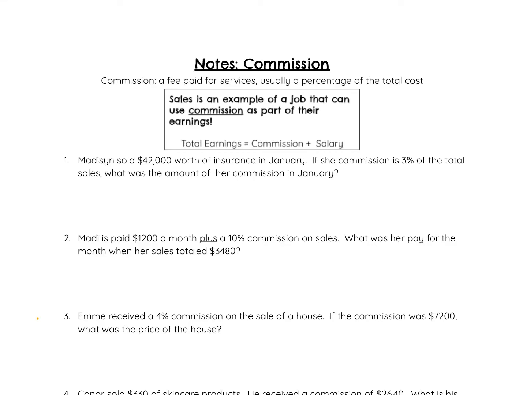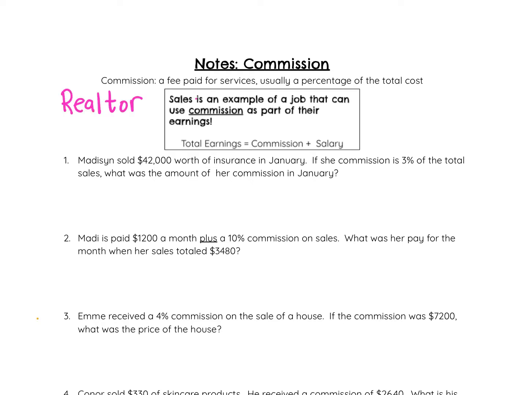This lesson is on commission. Commission is a term that might be new for you. So it is a fee paid for services, usually a percentage of the total cost, which is why we're talking about it now, because we're learning all about percentages. So there are a lot of different types of jobs that get paid on commission.